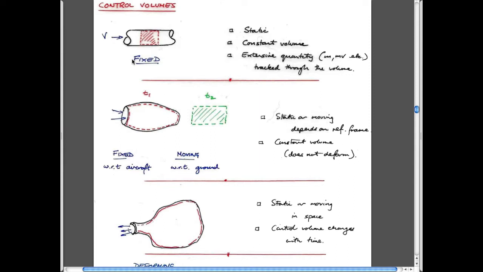So one is fixed and non-deforming. Fixed and non-deforming means you have a pipe, and in that pipe you put an upstream location and a downstream location, and between those it isolates a volume which doesn't change volume. The control volume doesn't change volume, and it doesn't physically isolate. So maybe when fluid comes in one side, it goes out the other side.